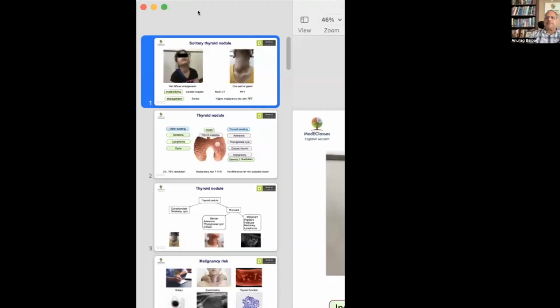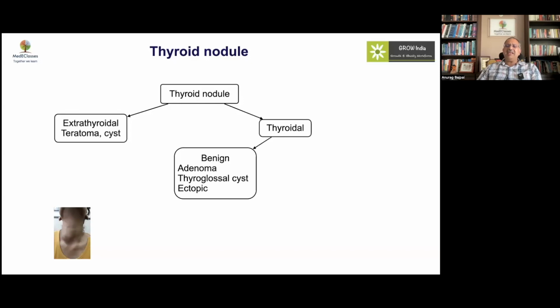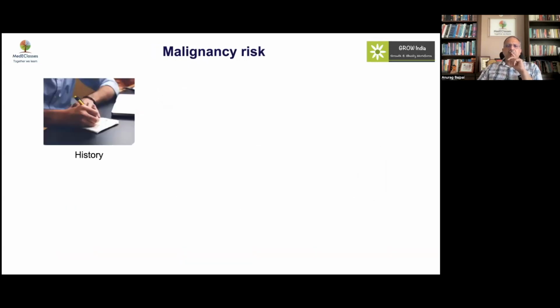So thyroid nodule could be extrathyroidal in the form of teratoma or cysts, which usually you do not need to be very much worried about. You may have a thyroidal swelling, which may be benign. Most common cause, of course, is adenoma. Think of thyroglossal cyst, but this is not really that benign because there is a risk of infection. There's a long-term risk of malignancy. You might need to go for surgery in that regard. And of course, ectopic thyroid. And then, of course, you can have a malignant lesion, which could be papillary, follicular, medullary. We'll touch base a bit later about these conditions subsequently.